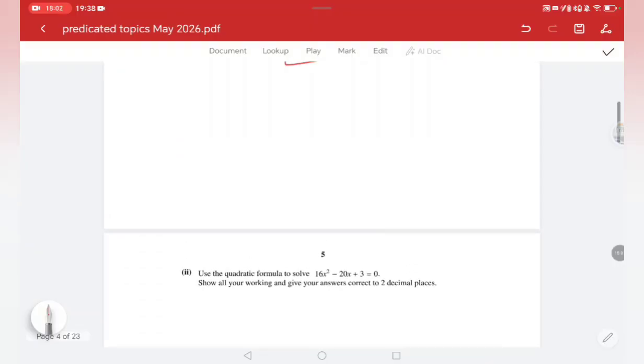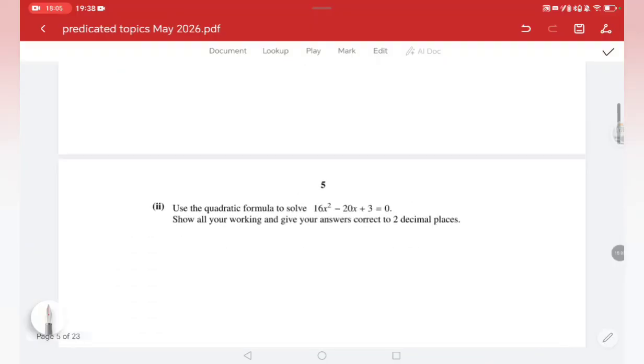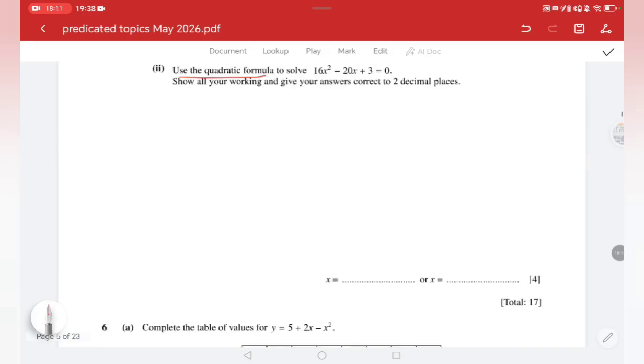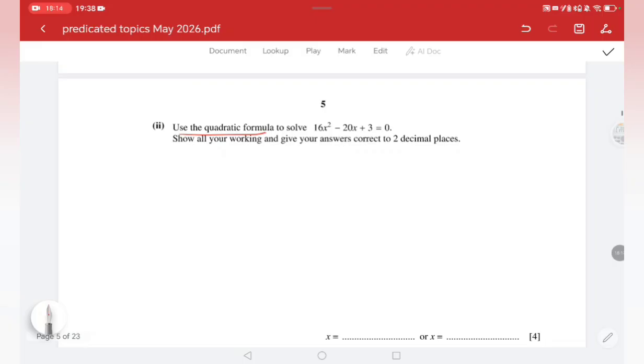Oh, we are still in functions. It's a long question. So use the quadratic formula. Even if they didn't say to use the quadratic formula, and they say in the question to show your working if your answers are corrected to 2 decimal places, most likely you will need to use the quadratic formula. It means you cannot factorize. So in this case, use the quadratic formula. Of course, if you can use completing the square, use it. But the easiest way when you see correct to 2 decimal places is the quadratic formula.